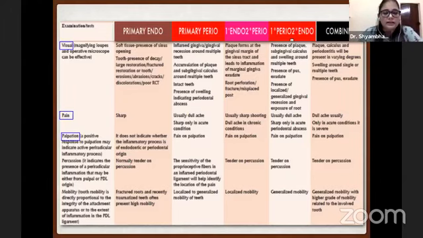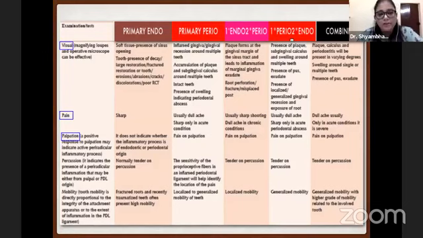Palpation, in case of primary endodontic lesions, will not indicate whether the inflammatory process is endodontic or periodontal in origin, because in a primary endodontic lesion, the lesion is well contained inside the tooth cavity or the pulp cavity. So definitely the periodontal probing or palpation would not lead to anything.